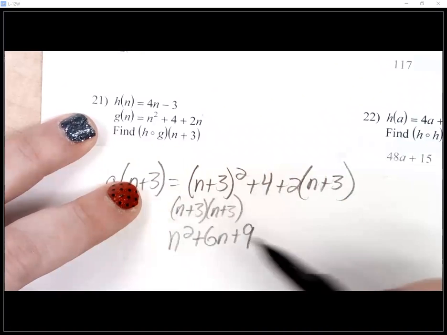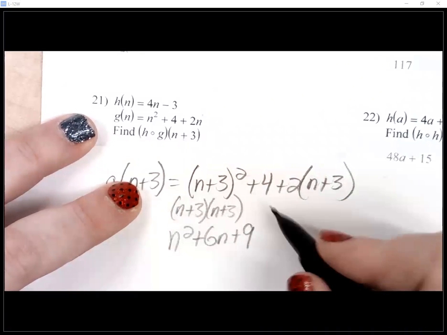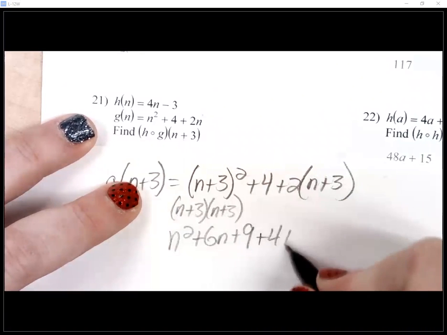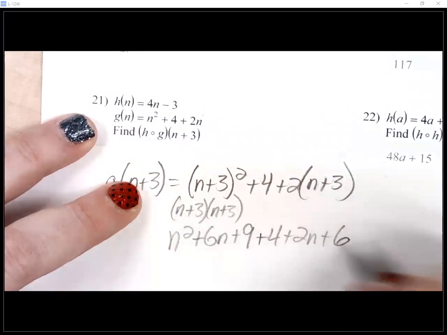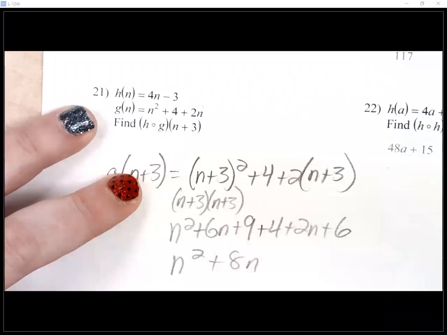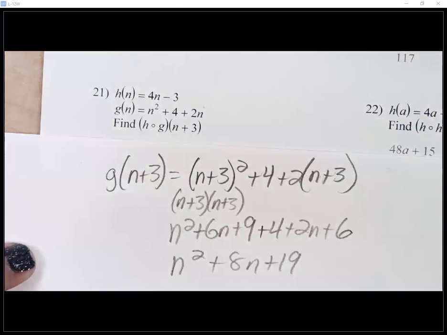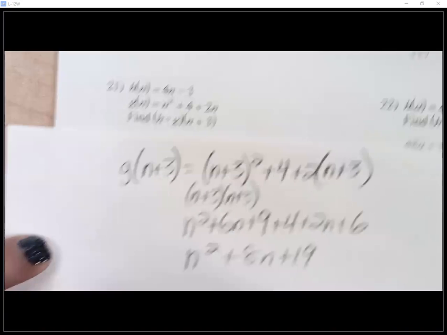So if you are missing the plus 6n, there's your mistake right there, okay? The rest of it, plus 4, plus 2n plus 6. Okay, so now when I combine like terms, n squared plus 8n, is that plus 19? Yeah, all right, so there's me doing g of n plus 3. I've got it. Now I need to take this whole thing and put it into the h. So now I've got to do h of all of that.